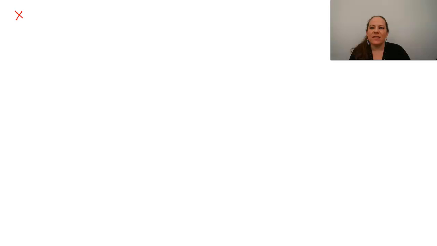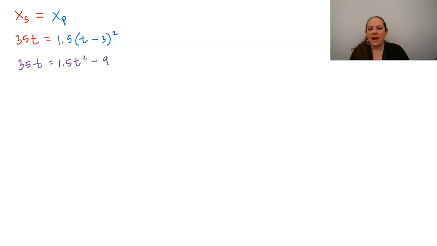So we're going to need to set the position relationship for the speeder equal to that of our patrol car. And recall that we had a very simple 35t for our speeder, and I'd left our patrol car's relationship as 1.5 times (t minus 3) squared. So we're going to have to go ahead and expand that now. And we will get 1.5t squared minus 9t plus 13.5.